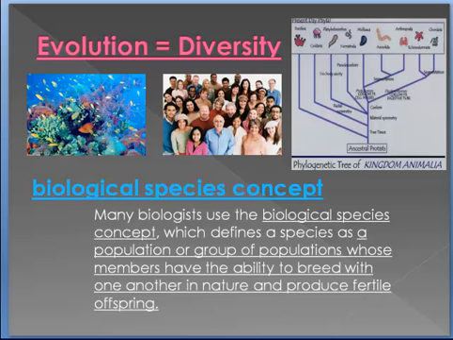So the way that we define a species is according to the biological species concept. Many biologists use the biological species concept, which defines a species as a population or group of populations whose members have the ability to breed with one another in nature and produce fertile offspring. So this basically says if you are able to breed with another member of your group, you are of the same species. Now, as species diversify and become different, you lose the ability to breed with those other creatures.